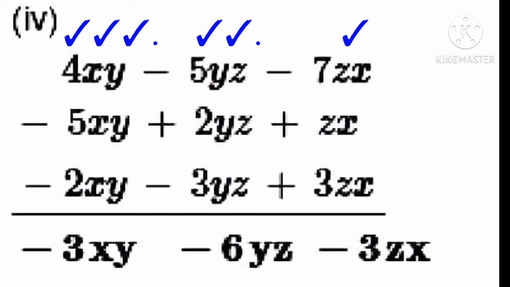YZ column. So minus 5 plus 2 minus 3. Minus 5 minus 3 is minus 8. Minus 8 plus 2 is minus 6. Minus 6 YZ. And in the left handmost column it's XY. So 4 minus 5 minus 2. Minus 5 minus 2 is minus 7. Minus 7 plus 4 is minus 3. So it's minus 3XY. So our answer is minus 3XY minus 6YZ minus 3ZX.